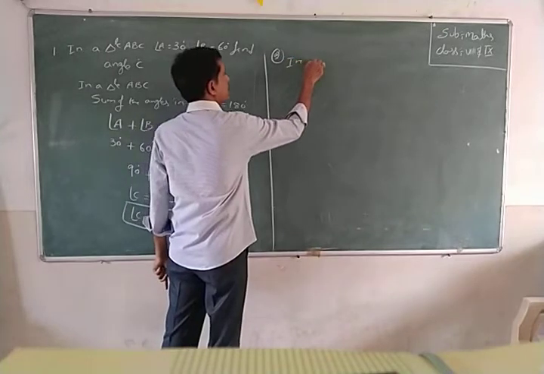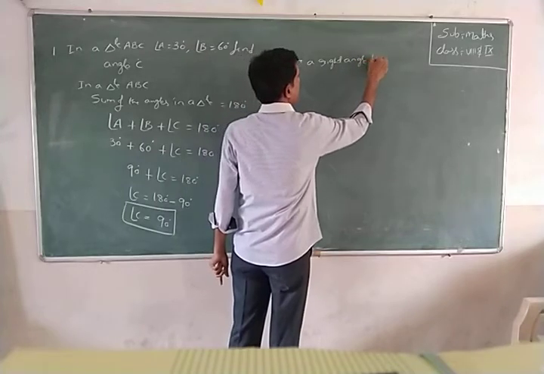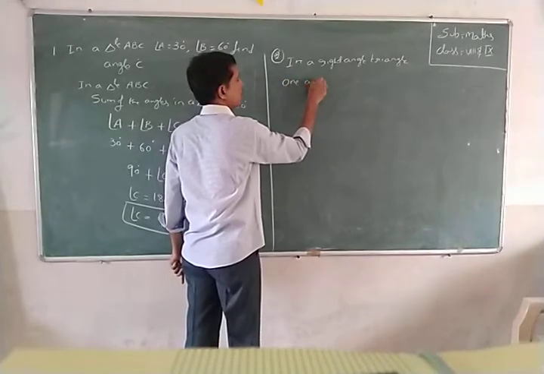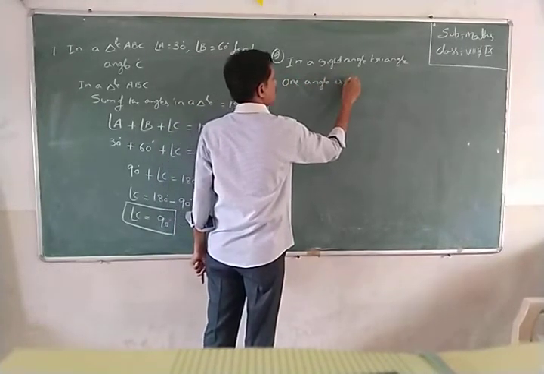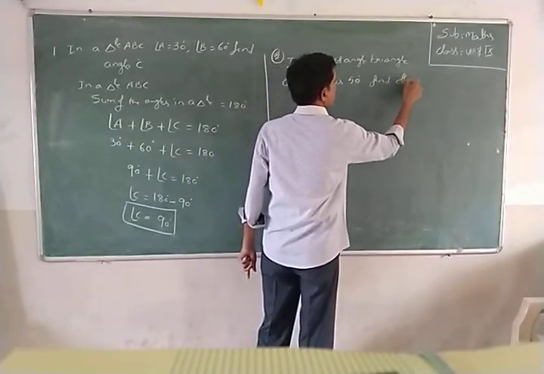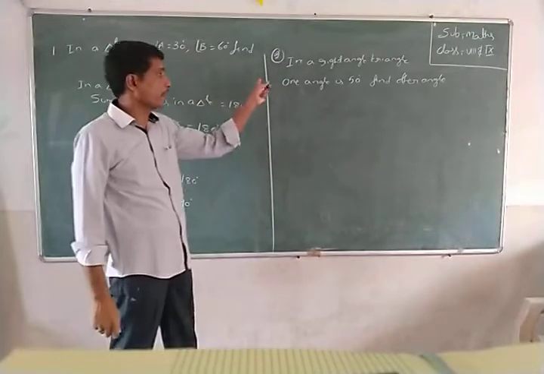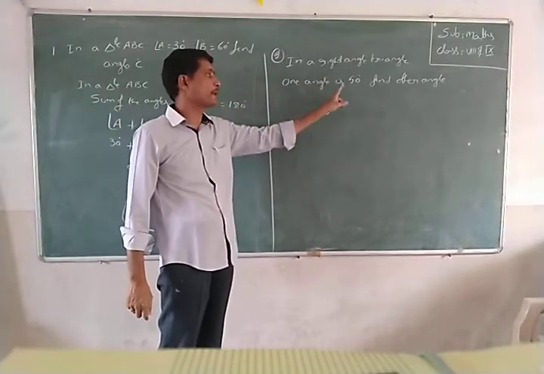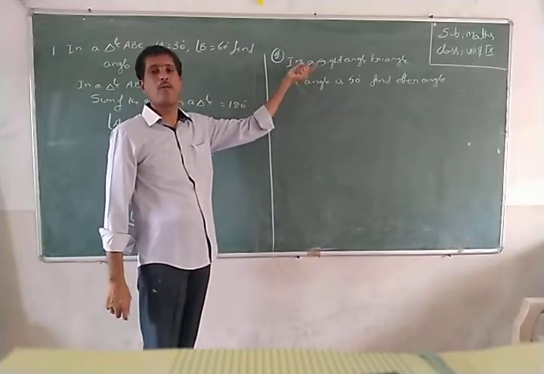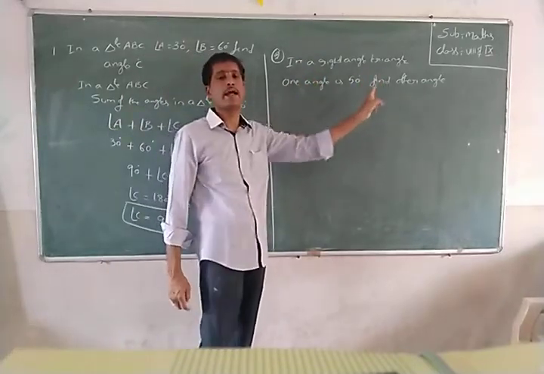In a right angle triangle, one angle is 50 degrees. Find the other angle. First see this problem. In a right angle triangle one angle is 50 degrees, find the other angle. In a right angle triangle, one angle is compulsorily 90 degrees, and one more angle is 50 degrees. Here we find the third angle.